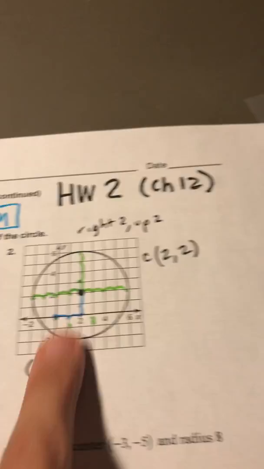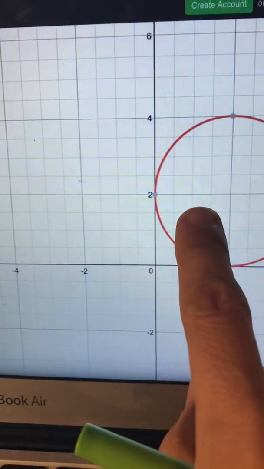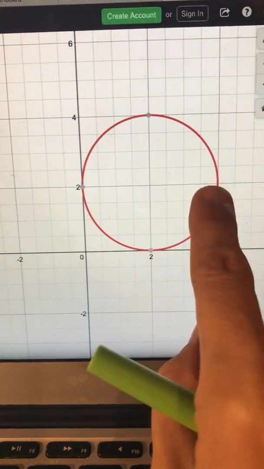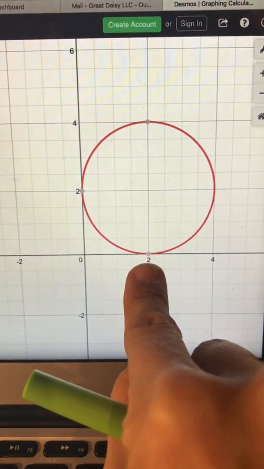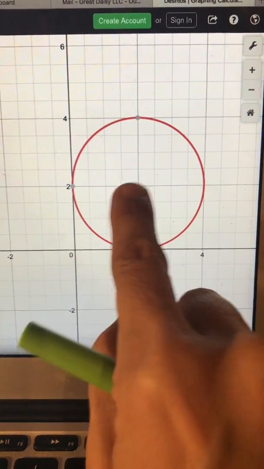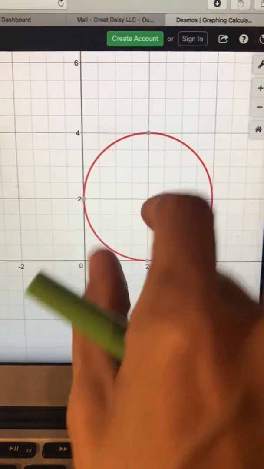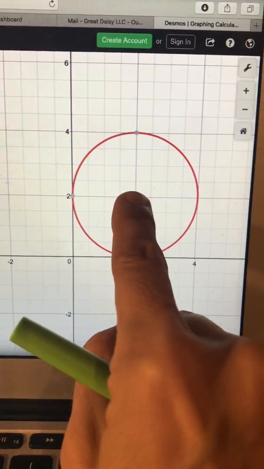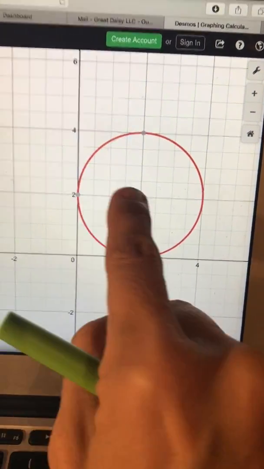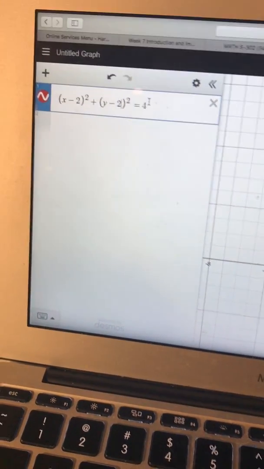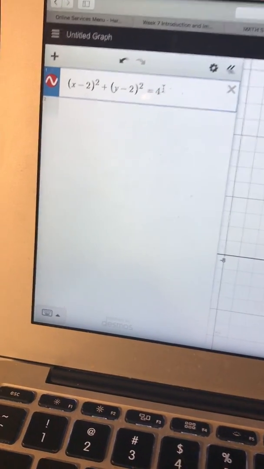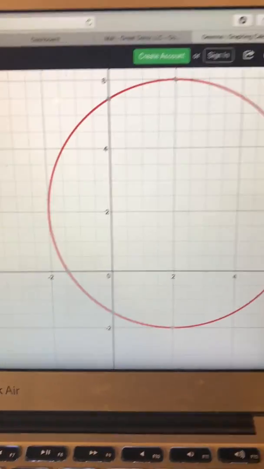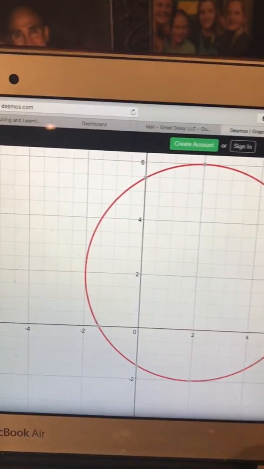Notice the origin is inside the circle on my picture and outside on theirs. So notice my radius here is not 4. It looks like it's 4, but it's not. It went between 2 and 4. Ooh, wait. Remember, I have to do my radius squared. So if my radius is 4, I have to show it radius squared. Now that's our picture we want.